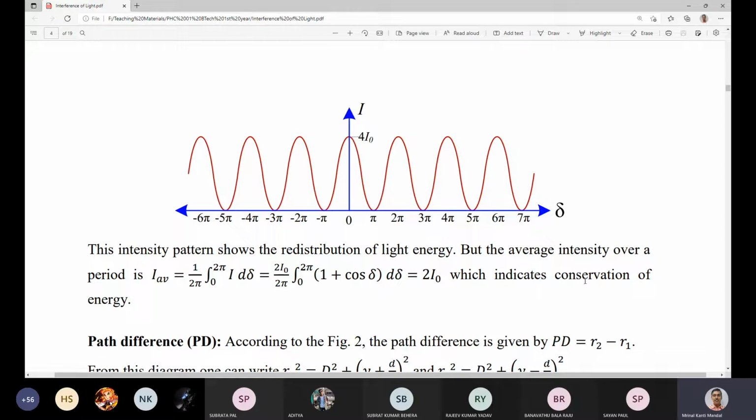This indicates the conservation of light energy, because if a single source or single slit is open, then the intensity is I naught. When both are open, we get a redistribution of light energy, but the average intensity on the screen is equal to twice I naught. So it indicates the conservation of light energy.